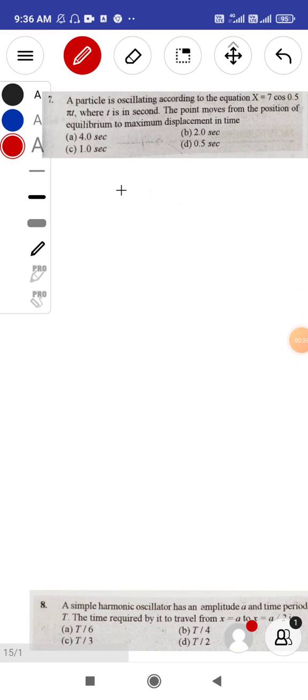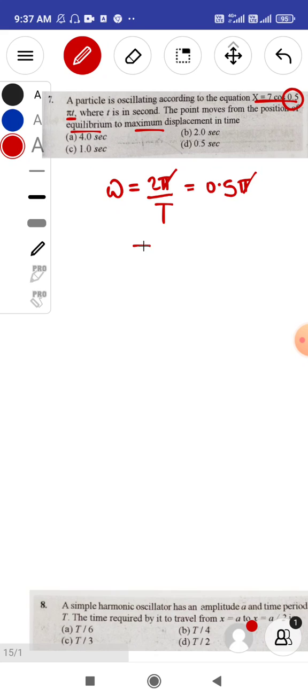Now let us see the 7th problem. A particle is oscillating according to the equation x is equal to 7 cos 0.5 pi t, where t is in seconds. The point moves from the position of equilibrium to the maximum displacement in what time period? So omega is equal to 2 pi by T. We know this formula. It is given as 0.5 pi, right? So this omega is equal to 0.5 pi. The pi cancels. Capital T is equal to 2 divided by 0.5, which is equal to 4 seconds.